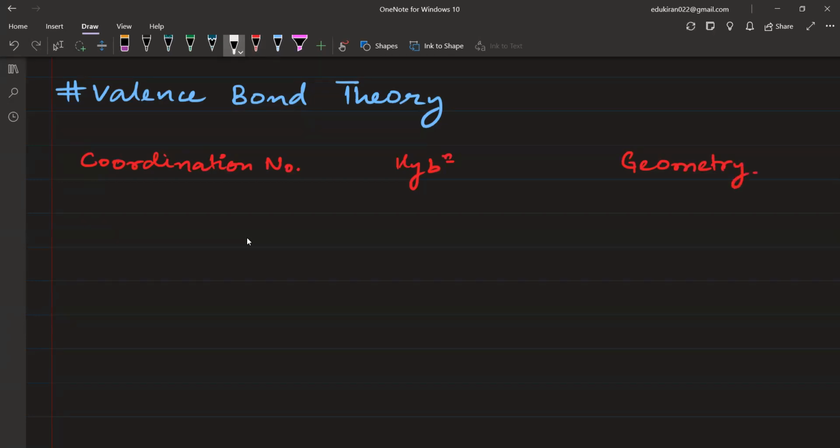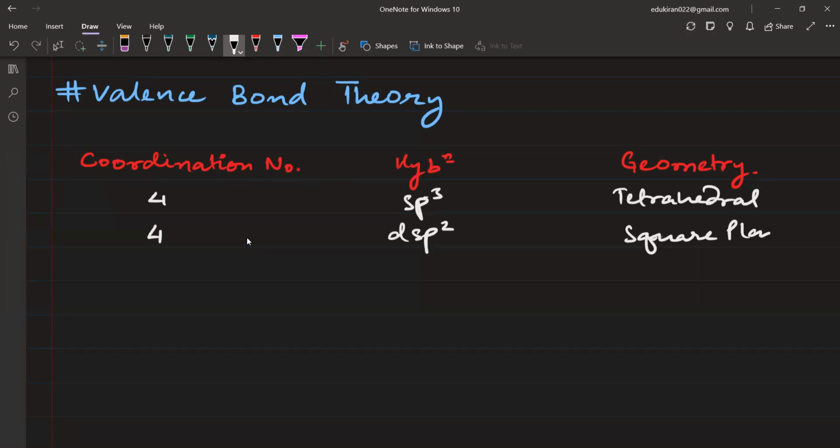When the coordination number is 4, you can have sp3 hybridization, which gives a tetrahedral structure. There is one more hybridization possible for coordination number 4, that is dsp2, which gives a square planar structure. When you have coordination number 5, there is an option of sp3d, which gives trigonal bipyramidal.